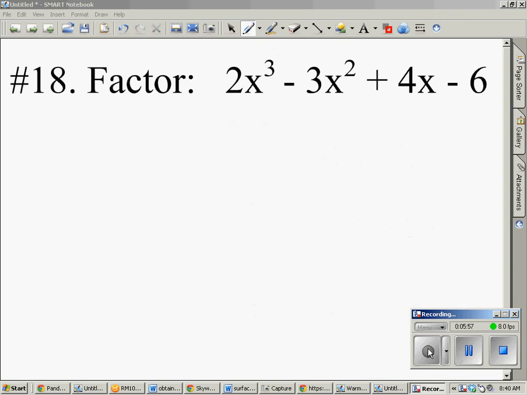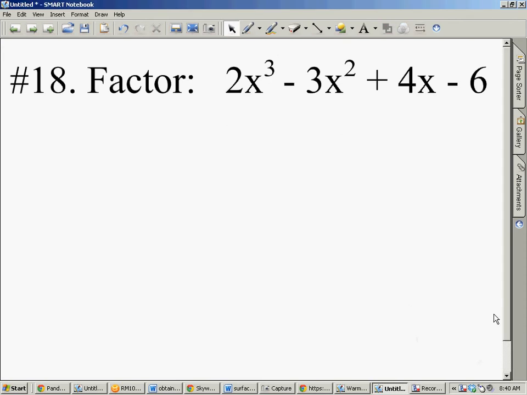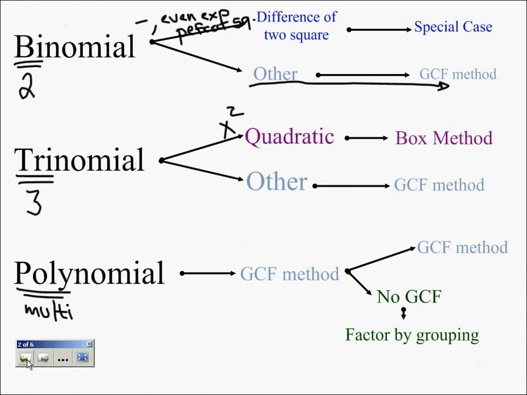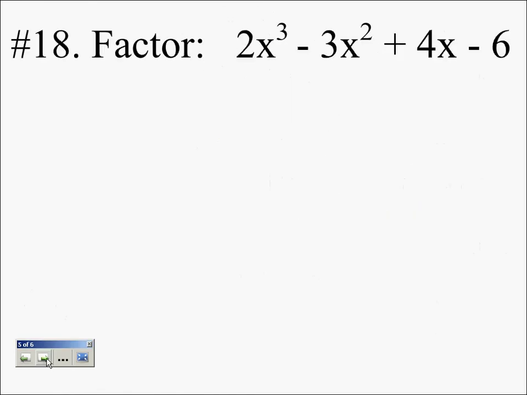Next number we're going to look at is number 18. We notice that number 18 is a polynomial. So if we go back to our slide that gave us our flow chart here, for a polynomial we're just going to start right away with that GCF. You don't have to determine anything in the beginning with polynomials. You just start with the GCF.